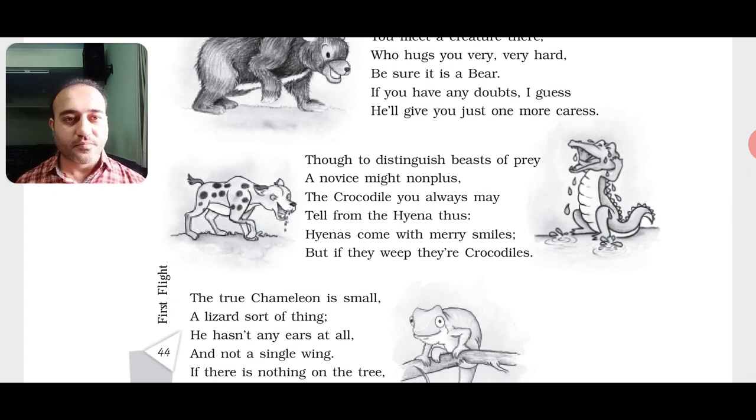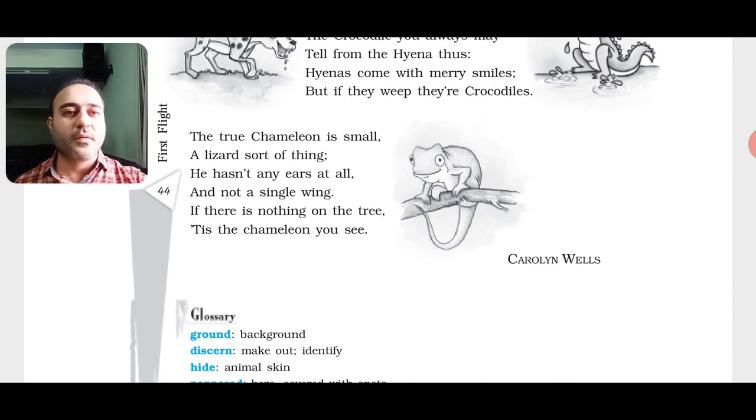Okay, then we are left with the last paragraph. The last paragraph says: the true chameleon is small, a lizard sort of thing. He hasn't any ears at all and not a single wing. If there is nothing on the tree, it is the chameleon you see.